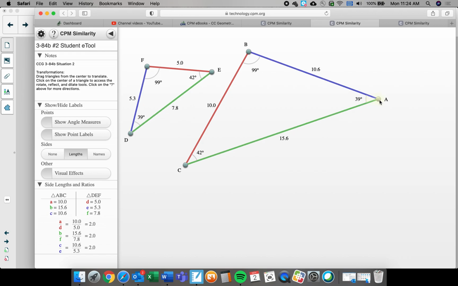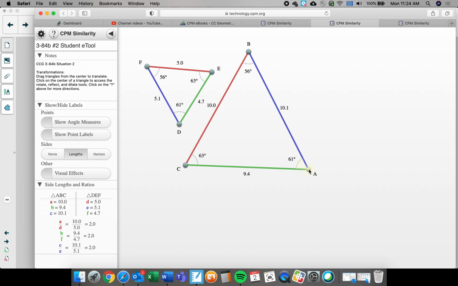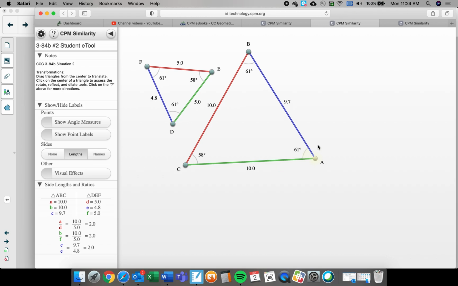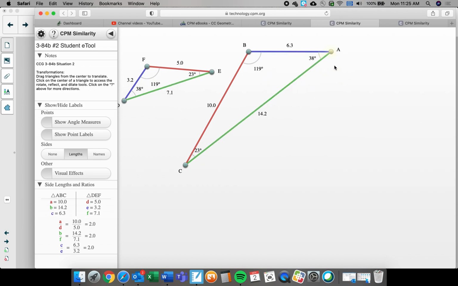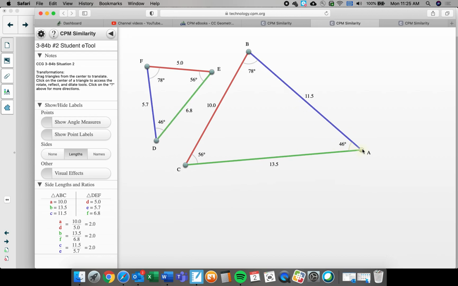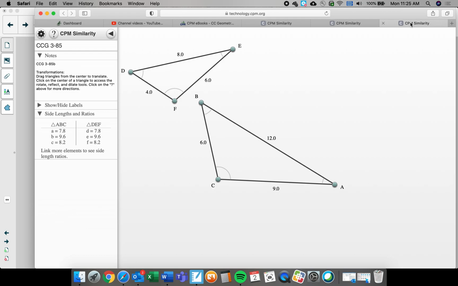99, 42, and 39, those stay the same. 63, 56, and 61, those are the same. And no matter what we do, those are actually going to stay the exact same. Okay. While I'm here, I'm going to show you one other one.